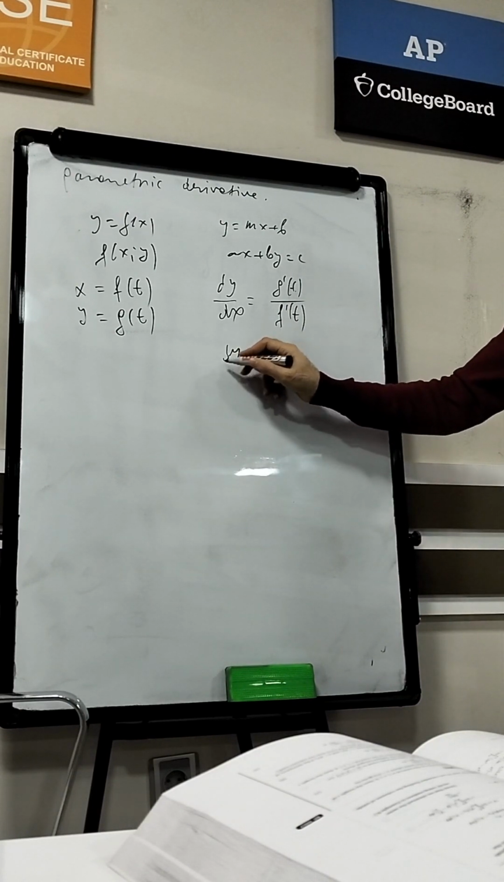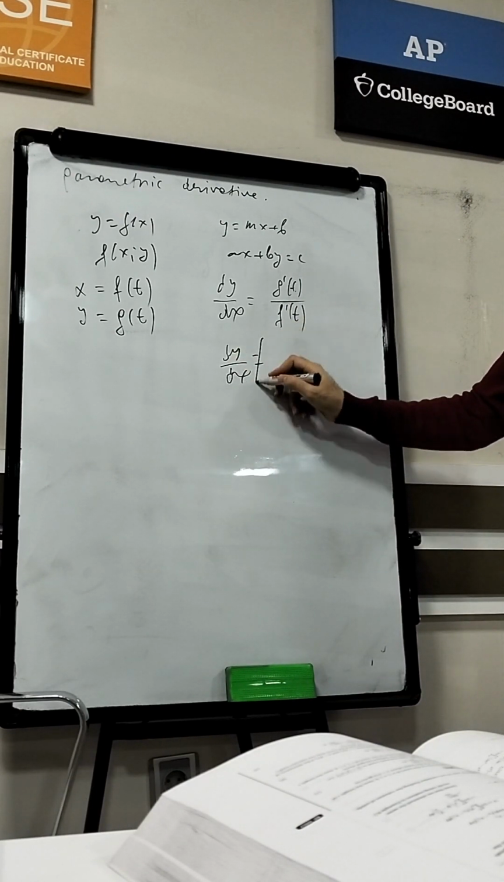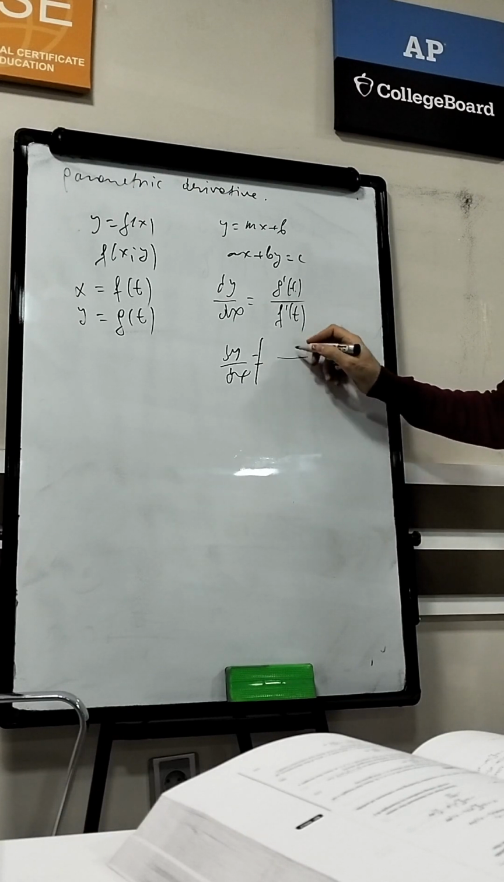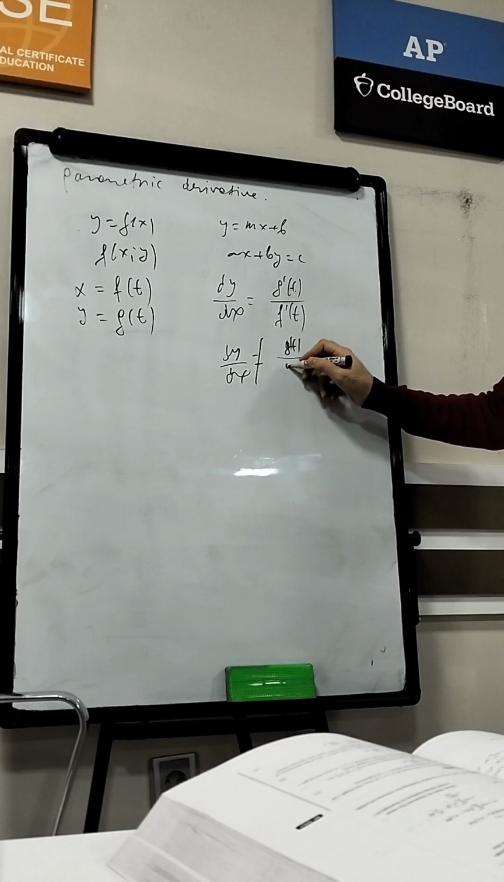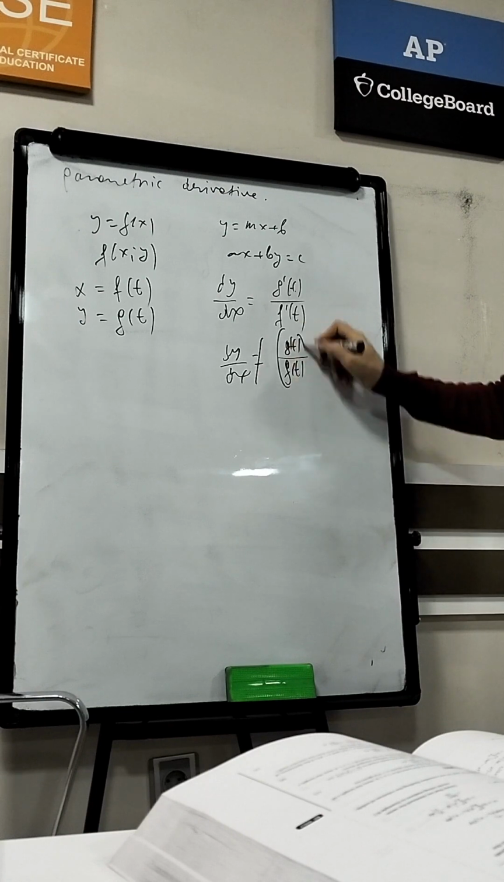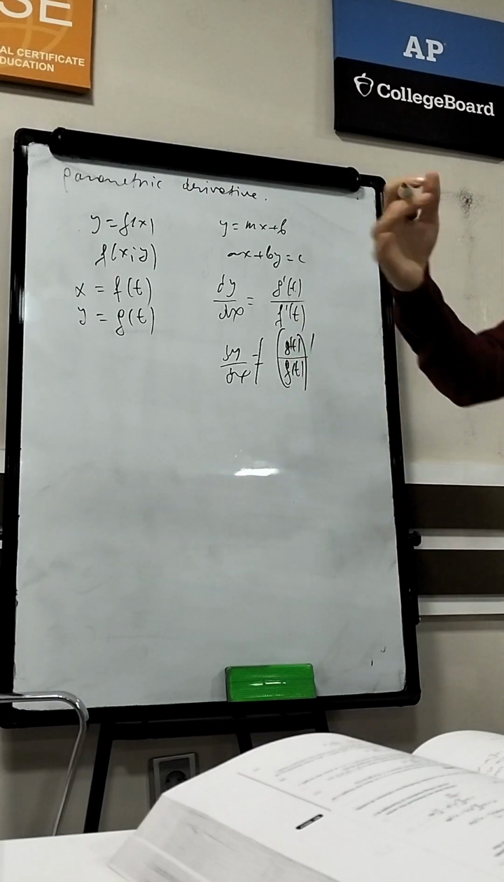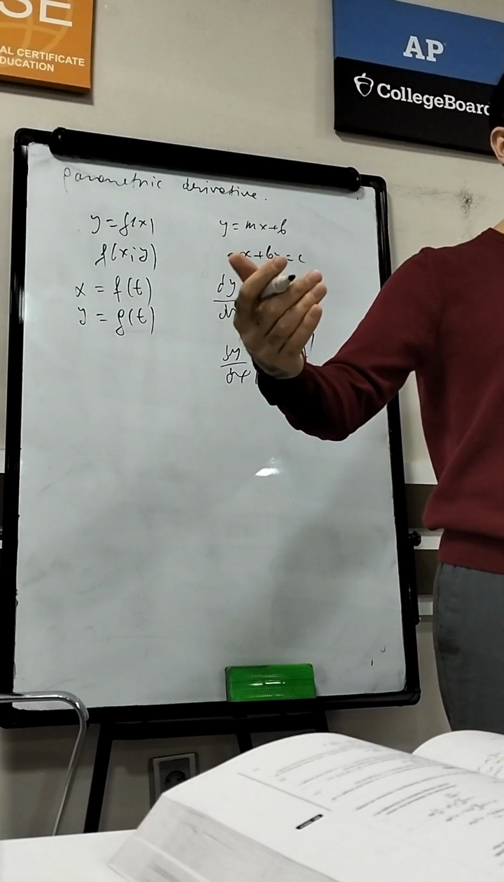This is not the same as this. There is no rule like this. It's not equal to g(t) divided by f(t) total derivative. It's not equal to this one. Separately derivatives, a ratio of derivatives. Is it okay?